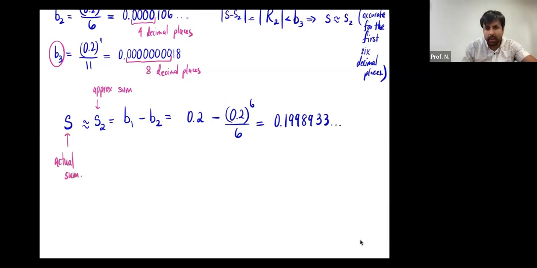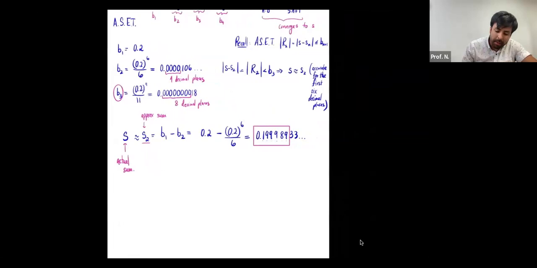Under the alternating series estimation theorem, I know that my approximate sum of the first two terms in the series is quite accurate. I think I'm missing another 9. Sorry about that. So I know I'm going to be accurate within the first 1, 2, 3, 4, 5, 6 decimal places. These first 6 decimal places are going to be exactly what the actual sum will be. The other numbers after that are just going to be approximations, not exactly the same as the actual sum.